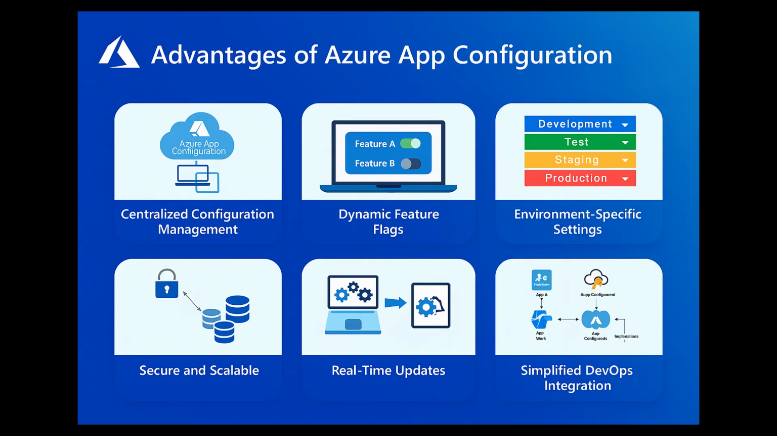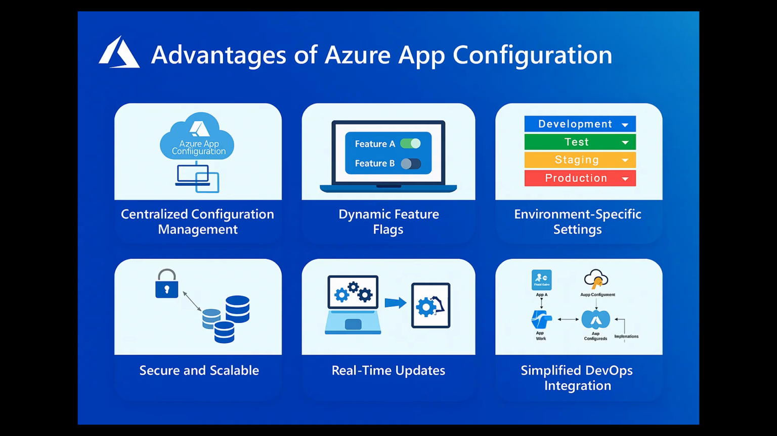Azure App Configuration has the following benefits. It allows you to use centralized configuration management for all your applications. It will allow you to use dynamic feature flags to turn on features in your applications on and off without having to perform a deployment. It will allow you to set up environment-specific settings, which will allow you to separate settings for example, development or production environments. It is secure and scalable. It is, after all, an Azure service, and that means you can scale as much as you need to.